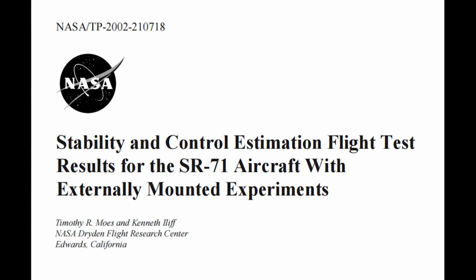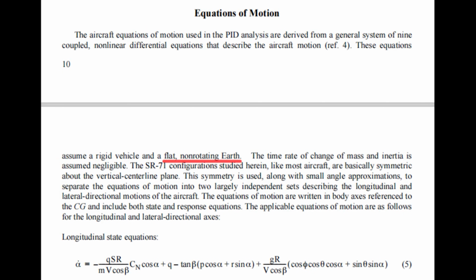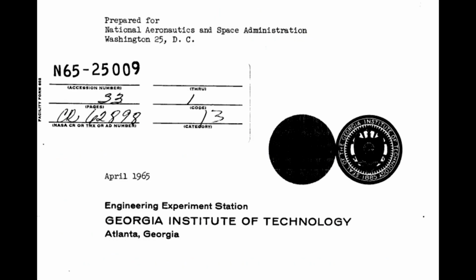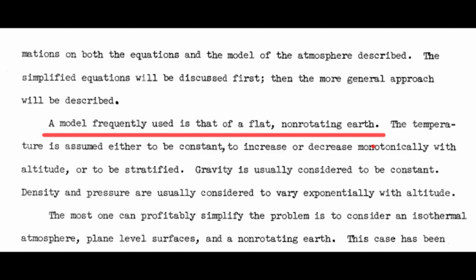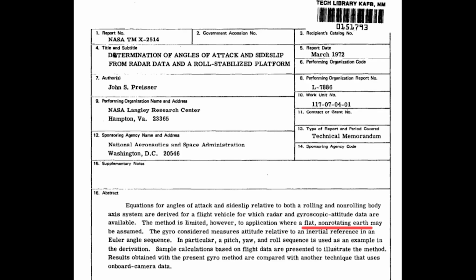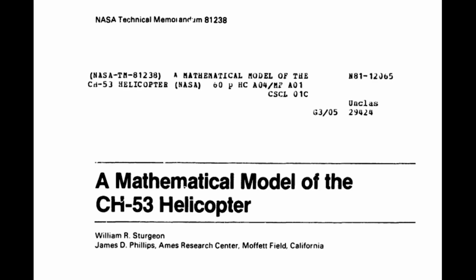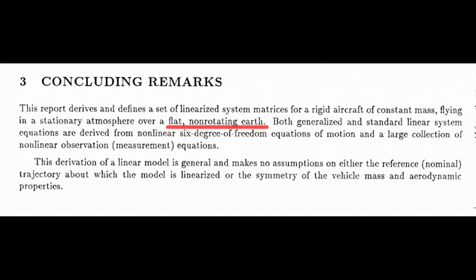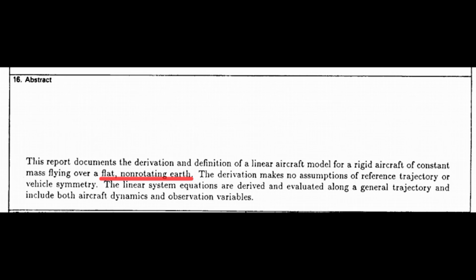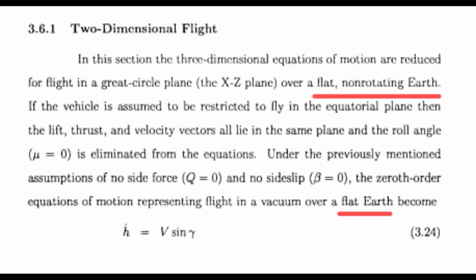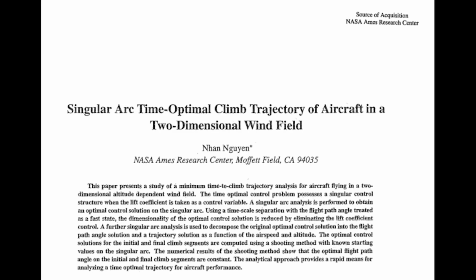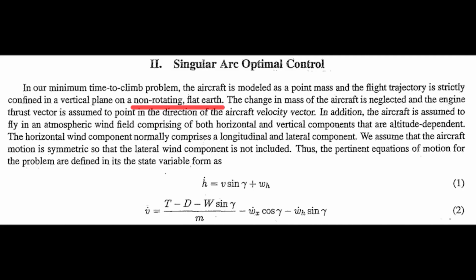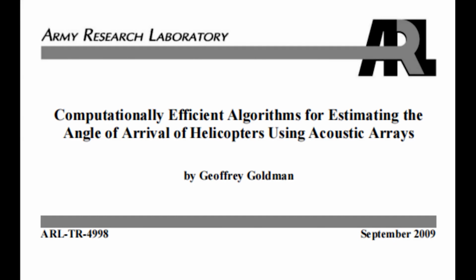For example, this NASA document assumes a flat, non-rotating Earth. Georgia Institute of Technology, on behalf of NASA, the model used is a flat, non-rotating Earth. Technical memo from the NASA Langley Research Center, flat, non-rotating Earth. NASA Technical Memorandum, flat, non-rotating Earth. NASA publication on the derivation and definition of a linear aircraft model, flat, non-rotating Earth. NASA contractor, flat, non-rotating Earth, and flat Earth assumptions. NASA Ames Research Center, non-rotating flat Earth. Army Research Laboratory, flat Earth.